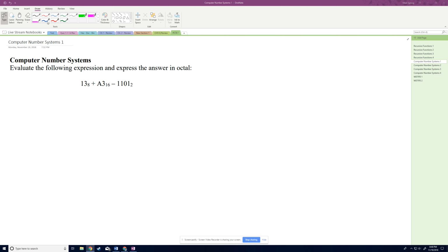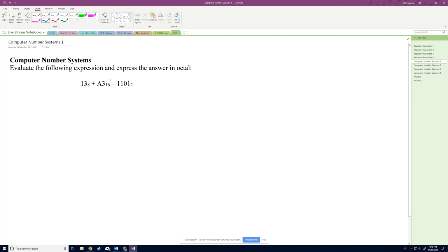Right, so let's take a look at this computer number systems problem. Of course, that's going to be your binary, your hexadecimal, your octal, and then decimal will be part of that as well. Okay, so in this case, evaluate the following expression and express the answer in octal. Let's not forget to do that.